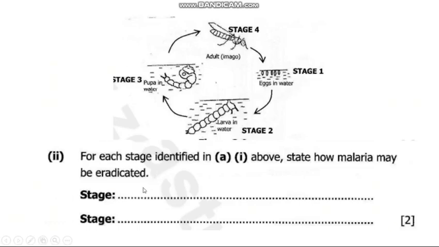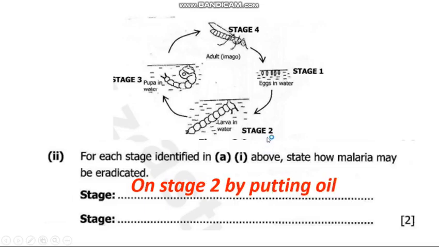To eradicate malaria on the larva stage, there are many ways that we can do that. The first one is we can put oil on top of the water. Oil can be used. So here we have said on stage 2 by putting oil. So why are we putting oil on top of the water?